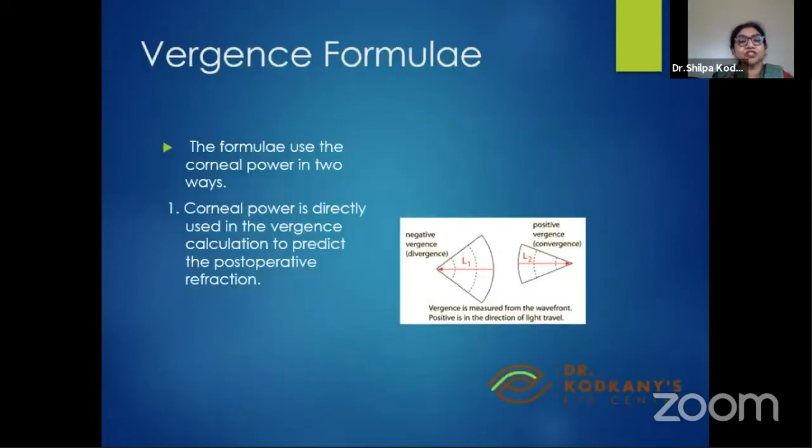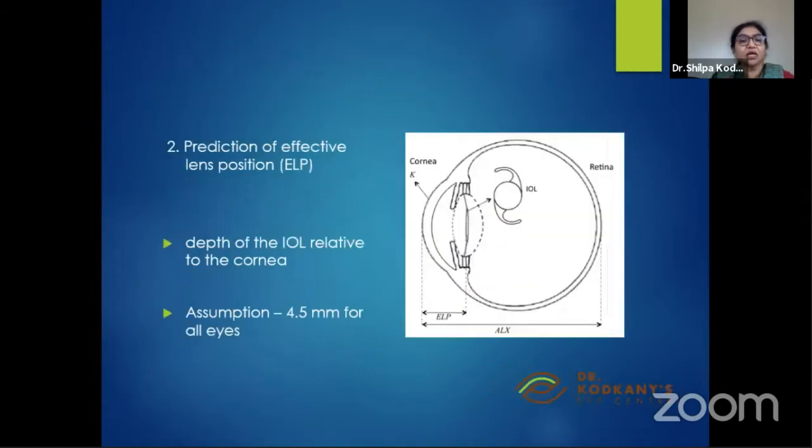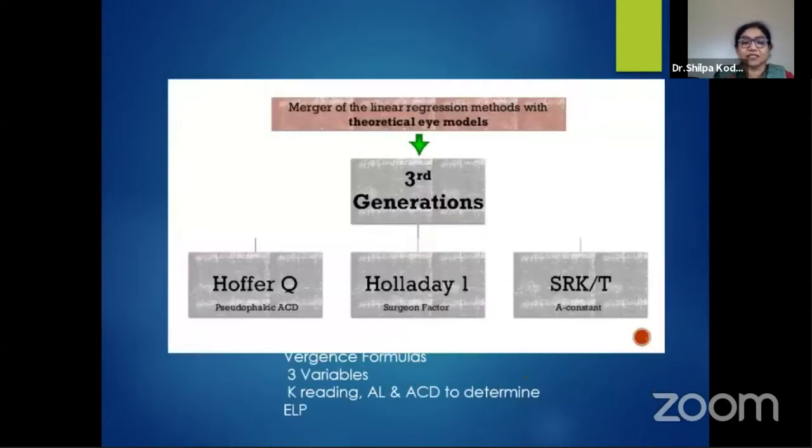Vergence formulas basically use the corneal power in two ways. Corneal power is directly used in the Vergence calculation to predict the post-operative refraction, and also in the prediction of the ELP, that is the depth of the IOL relative to the cornea. In the earlier formulas, it was assumed that it would be 4.5 millimeters for all eyes. And this is where the mistake was.